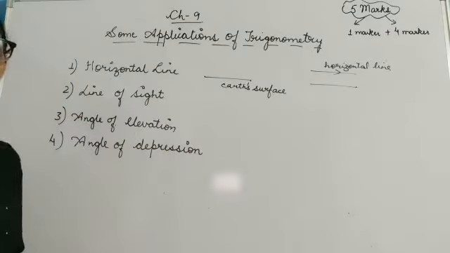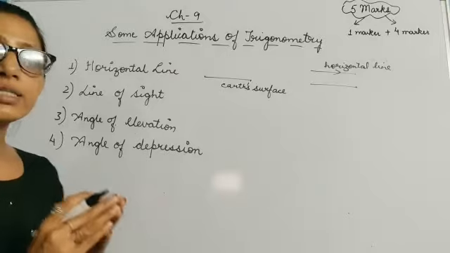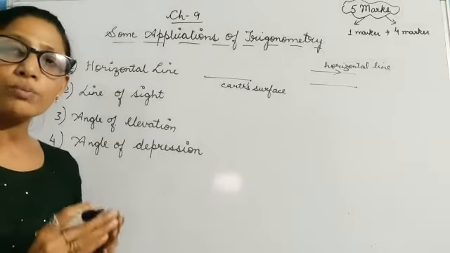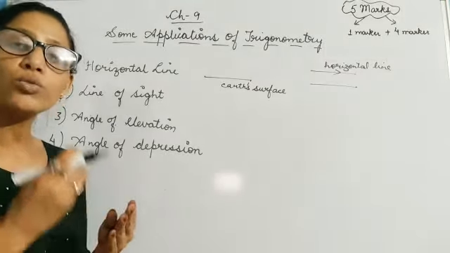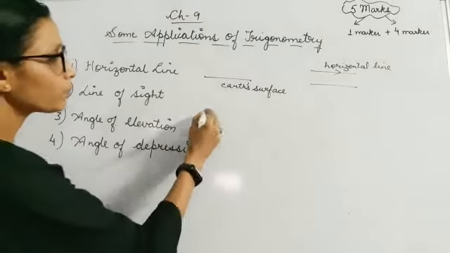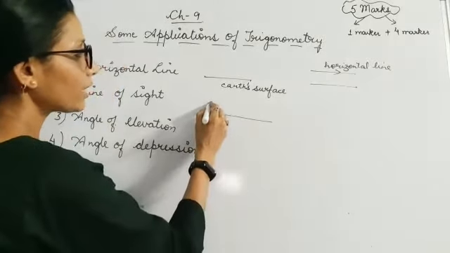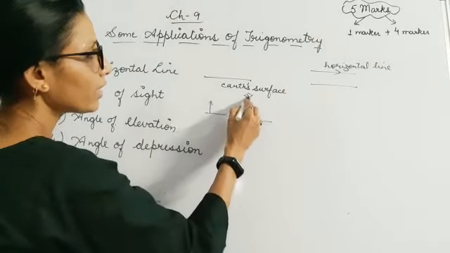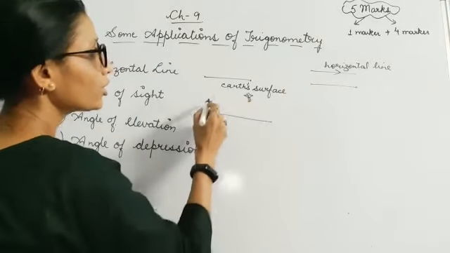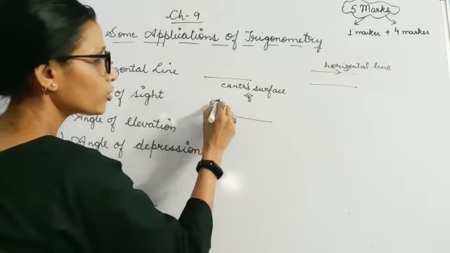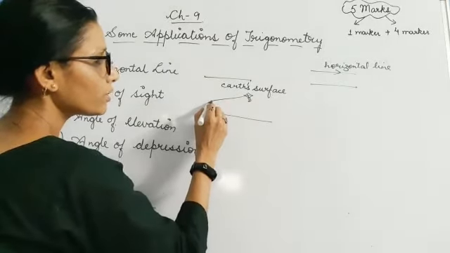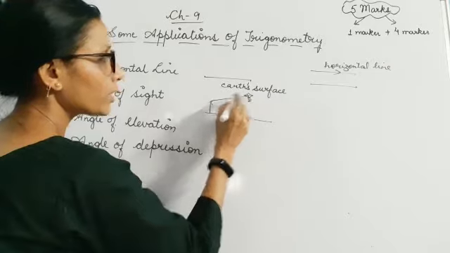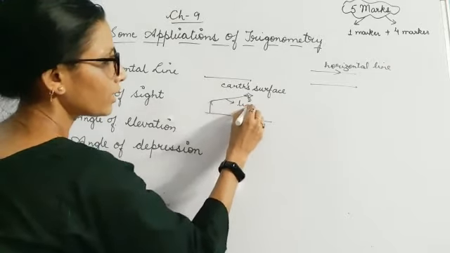Second is line of sight. So line of sight is the line drawn from the observer's eye to the object. So let's suppose this is your earth surface and here an observer is standing and he is looking at the kite which is flying in the sky. So the line which is drawn from the observer's eye to the object is known as line of sight.